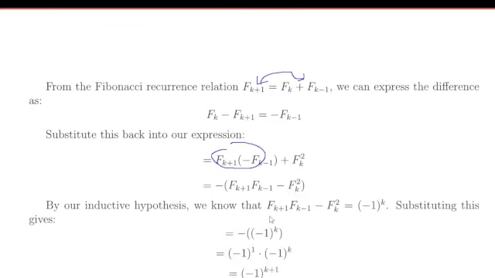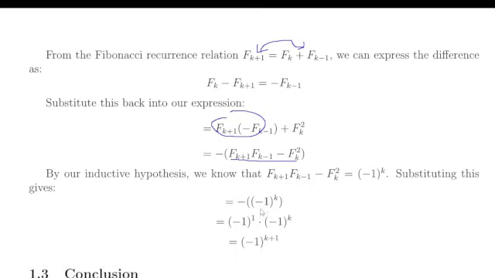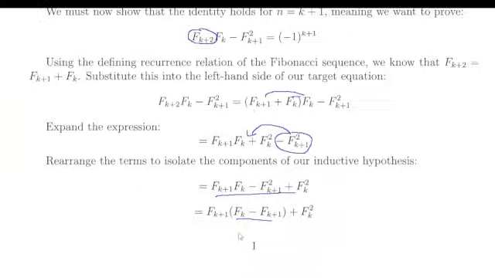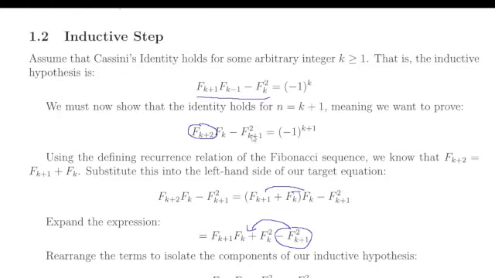Now we use our inductive hypothesis. That said that this inside is equal to negative 1 to the k. So we substitute that in. So we have negative outside multiplied by negative 1 to the k power. You can think of this negative out here as just negative 1 to the first power. And then times negative 1 to the k becomes negative 1 to the k plus 1. And so that's what we wanted to prove over here. So we wanted to prove that it's equal to negative 1 to the k plus 1.